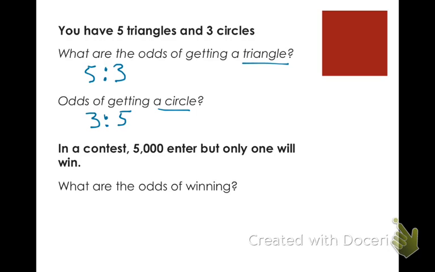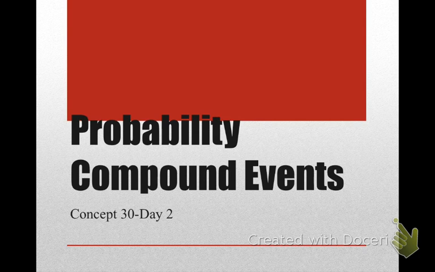In a contest, 5,000 enter, but only one will win. What are the odds of winning? So we're looking at that one, so that's our favorable, and then all those that would not win would be 4,999. So our odds are 1 to 4,999 of winning. That concludes part 1. Now let's look at part 2.